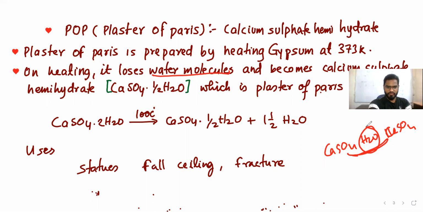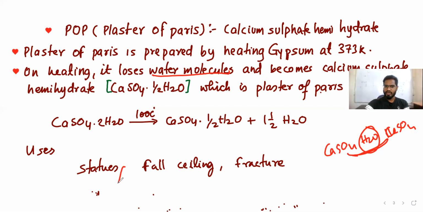So both share this water molecule as half, so hemihydrate, right? That's why we wrote here 2H2O. If you take half of it, it becomes half CaSO4 dot half H2O. So CaSO4 dot 2H2O, on heating at 100 degrees Celsius, will give you CaSO4 dot half H2O plus 1 by 2 H2O, right? Uses: statues, false ceiling, and fracture, whenever a hand and all breaks, right? So we use this POP only, right?